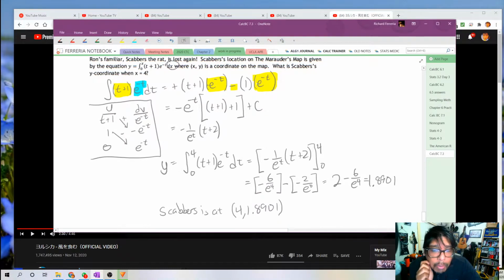This lands us at 1.8901. So Scabbers is at 4, 1.8901.